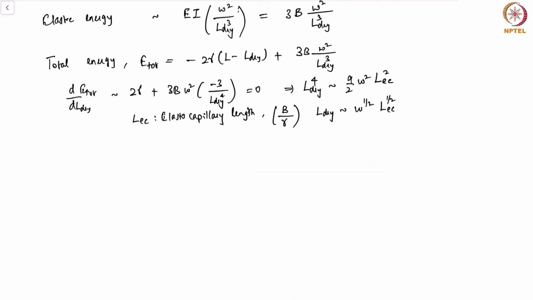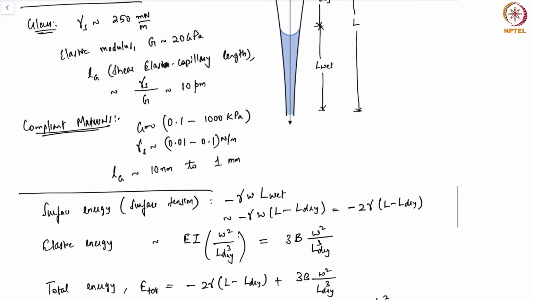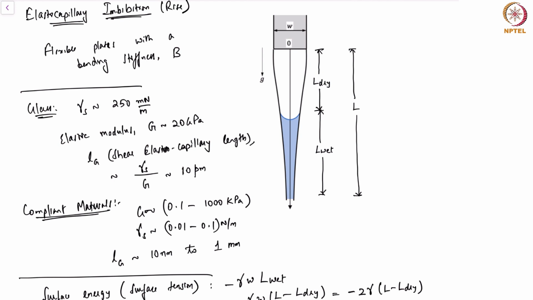I'm trying to hide an experiment that we've done. So the idea is that L dry goes like B per half and L dry goes like gamma per minus half. So if B increases, the sheets become more stiff and therefore they deform less, right? And L dry increases. And if you look at the figure, if L dry increases, the wet region decreases, right?